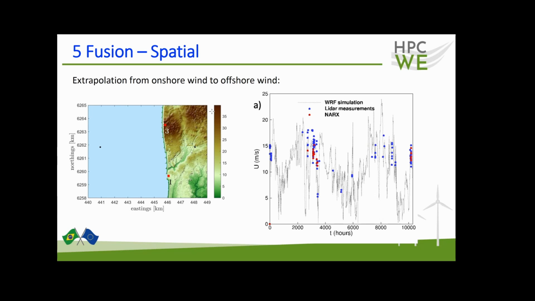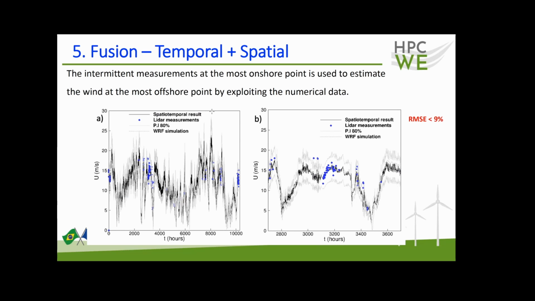For reference, this shows how NARCS was able to produce results, and they actually showed very close results to the LiDAR measurements. We then show the aim or the goal of our main project, which is using both techniques together, temporally and spatially. The intermittent measurements at the most onshore point are used to estimate the wind at the most offshore point.